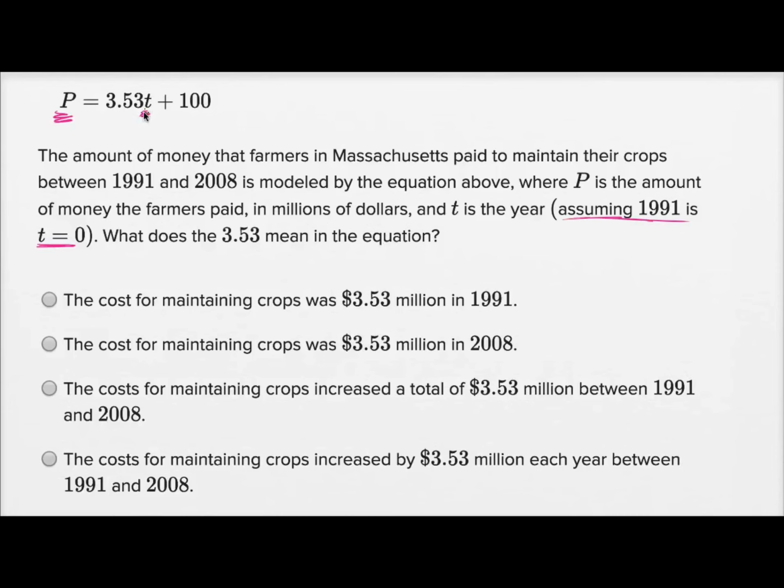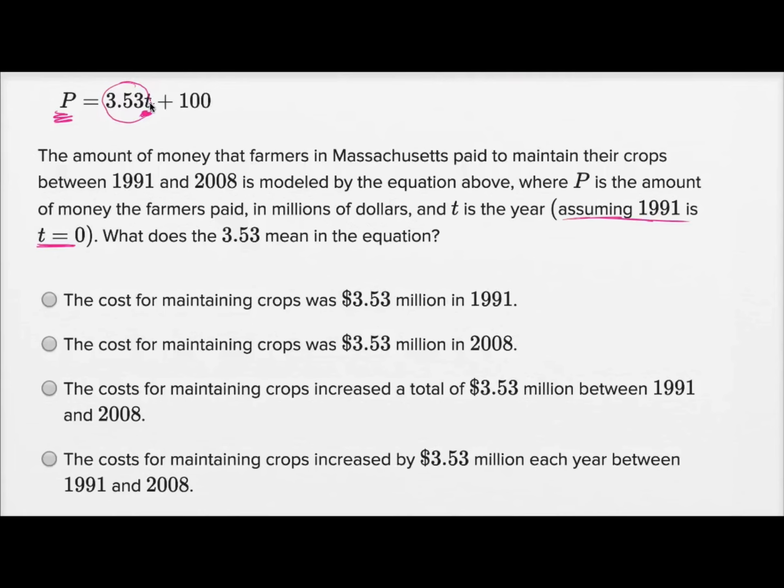So let's look at this. In 1991, when t is equal to 0, this whole term is going to be equal to 0, and the farmers are going to pay, P is going to be 100. So they're going to pay $100 million in 1991 to maintain their crops. These are all the farmers in Massachusetts.